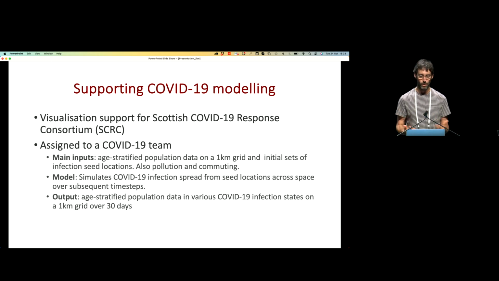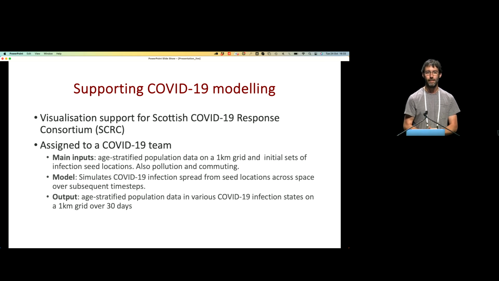So the context of this work was that I was involved in a project during the COVID pandemic, we all remember that, a few years ago, where there was lots of COVID modeling going on. And in the UK, Min Chen organized a cooperation with UK visualization researchers supporting COVID modelers. And I was lucky enough to be paired with my two co-authors here.